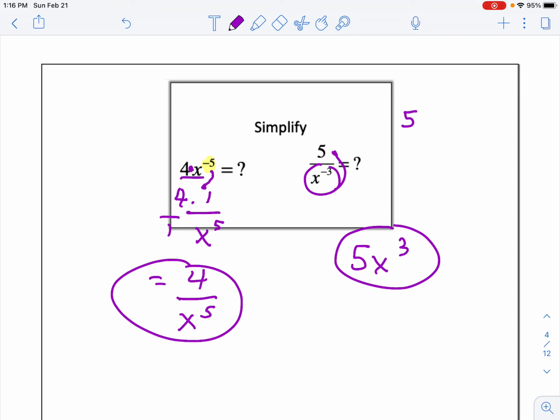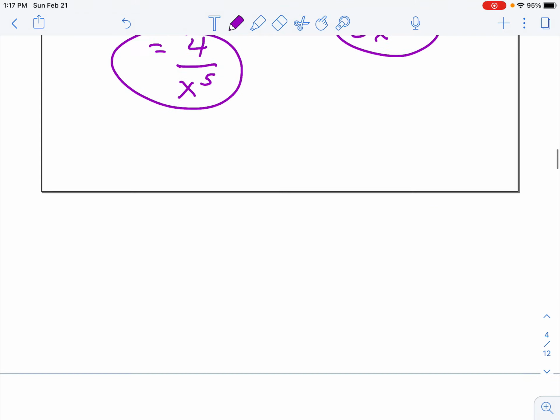That's because this is really 5 divided by x to the negative 3. Well, x to the negative 3 is 1 over x to the 3rd. And when we divide by fractions, we keep, we change, and we flip. And that's why this becomes 5x to the 3rd.